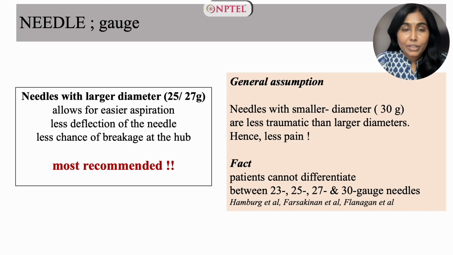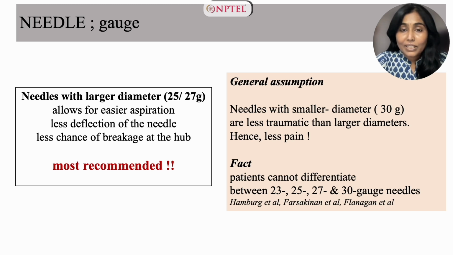Needles with larger diameter, especially the 25 and 27 gauge needles as far as dentistry is concerned, allow for easier aspiration. They cause less deflection of the needle as they are inserted into the deeper tissues. Also, there is less chance of breakage at the hub with these needles. Hence, these needles are the most recommended.